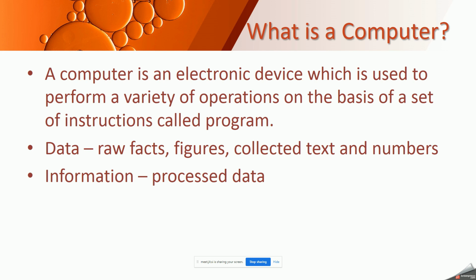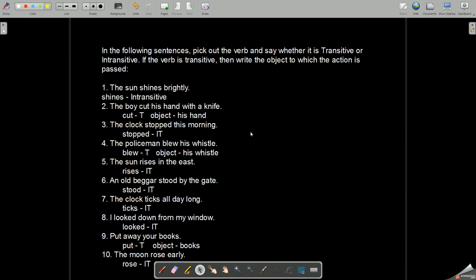A computer is an electronic device which is used to perform a variety of operations on the basis of a set of instructions called a program. So you write some instructions, you give some instructions to the computer, you tell the computer what to do, how to do, when to do, and on what, right? So you give the necessary data and instructions to the computer such that it does some work for you.